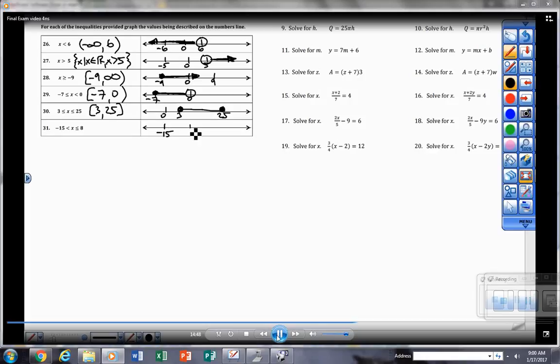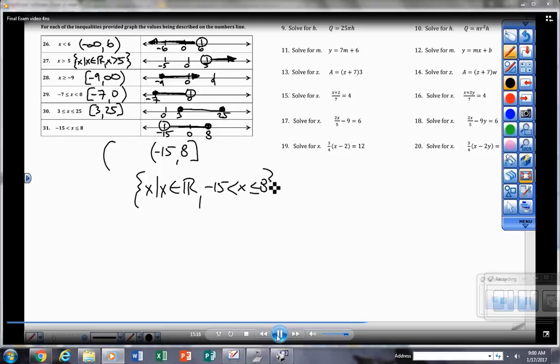And then the last one, -15 to 8. -15 gets the rounded, 8 gets the solid, shade in between. And then for interval notation, that would be rounded -15 to square on the 8 because the inequality is in the circle. All right, and then set notation would be x as an element of the real numbers, and then just put that whole compound inequality right in there for set notation. So know set and interval notation.